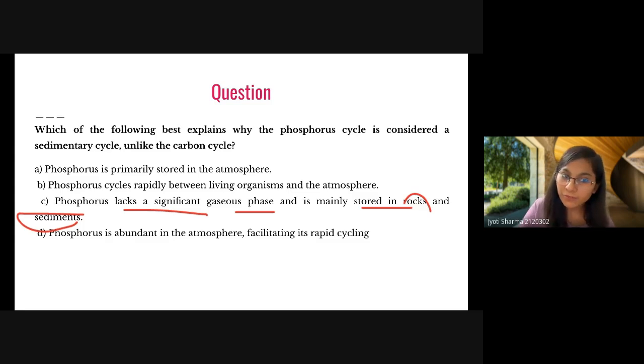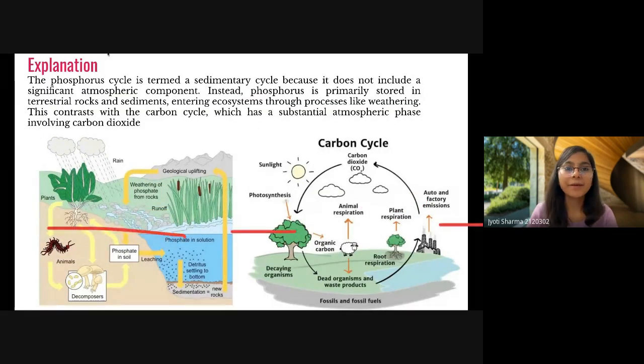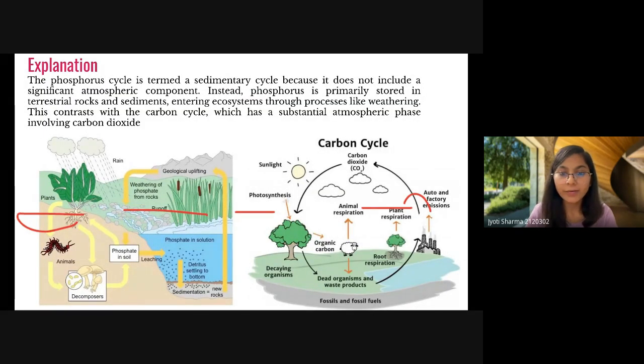But if we are talking about phosphorus, it is mostly not present in the atmosphere. It is present in the rocks and sediments. So that's why phosphorus lacks a significant gaseous phase and is mainly stored in rocks and sediments. So C is the right answer. And just see here, I tried to give the explanation. On the left hand side we have the phosphorus cycle, and on the right side we have the carbon cycle. And just see here, we have carbon dioxide and we have respiration.